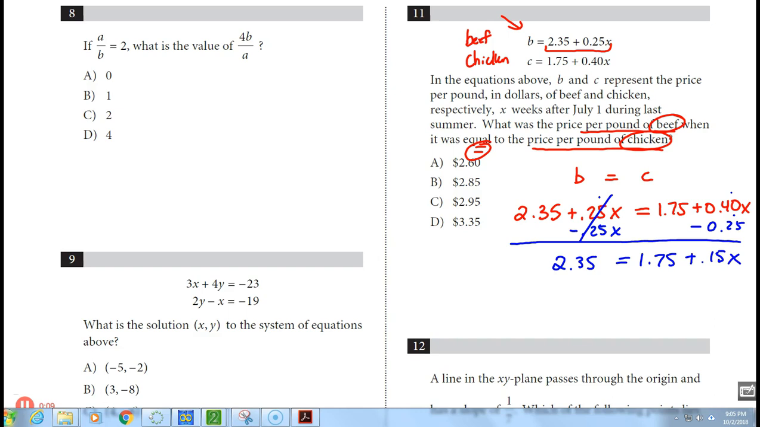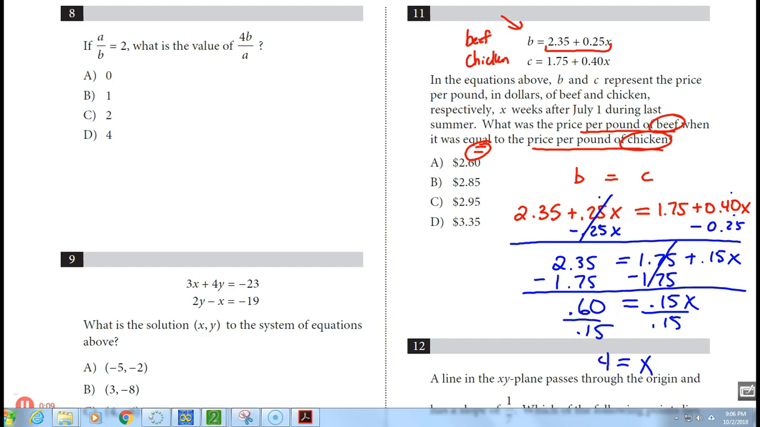Now that I have the x's on the right, I need to get the constants on the left. So doing the opposite is minus 1.75 from both sides. And subtracting that, $2.35 minus 1.75, that is 60 cents. And over here I'm left with 0.15x. And now I think I can divide both sides by 0.15, divide by 0.15, and I get x equals 4.